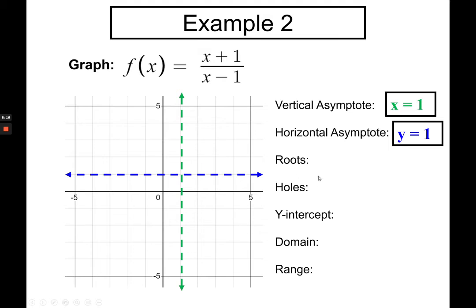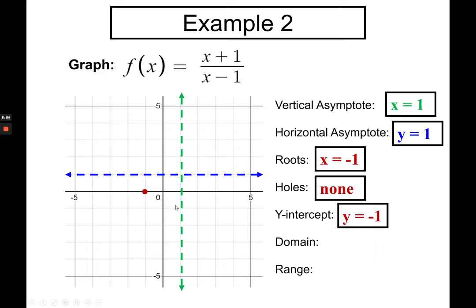Now, roots are based on equating your numerator to 0. Therefore, if this is x plus 1 equated to 0, then the root is negative 1. It means the curve intersects at negative 1. Do we have a hole? Since we did not have a cancelled factor, there's no hole. Do we have a y-intercept? Well, the y-intercept is found if we put 0 on x. So if x is 0, you have 1 divided by negative 1, so it's negative 1. It means the curve intersects at negative 1 of y.